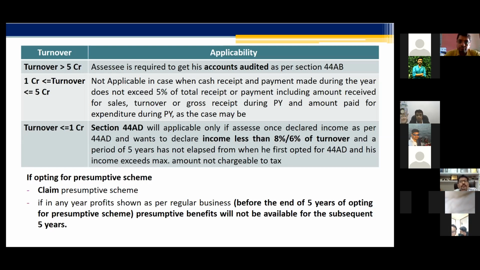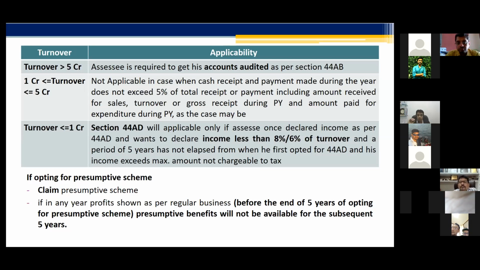I would state that, including your amounts received for sales, turnover, or gross receipts. So if you are fulfilling this criteria, then the limit applicable for the purpose of the audit would be 5 crore rupees. Then if your turnover is less than 1 crore and 44AD is applicable to you, you are an eligible assessee under 44AD. So if you remember, before 2017, if your turnover was below 1 crore and you were an eligible assessee under 44AD, and if you were not offering the tax at 8%, then the audit was made compulsory under 44AD basically.